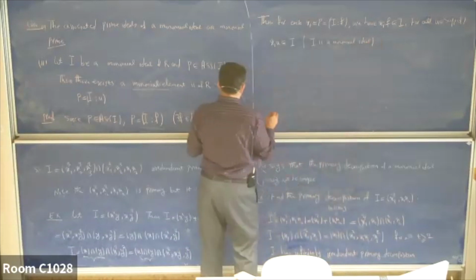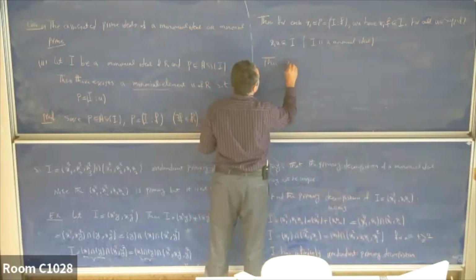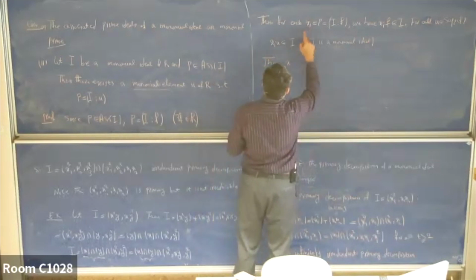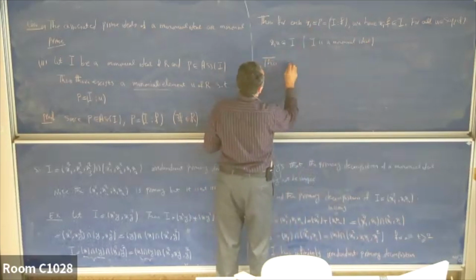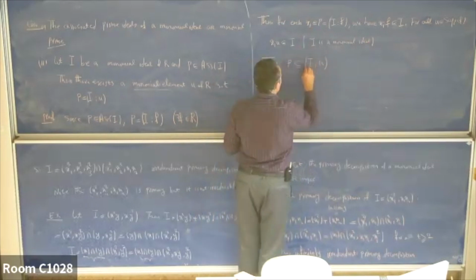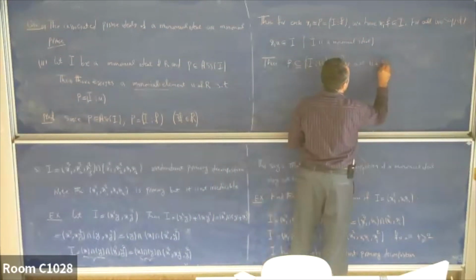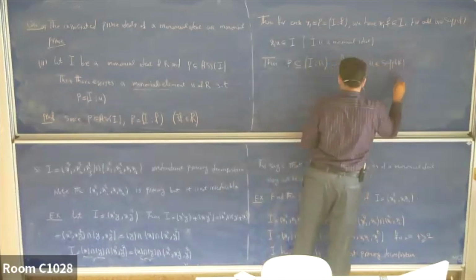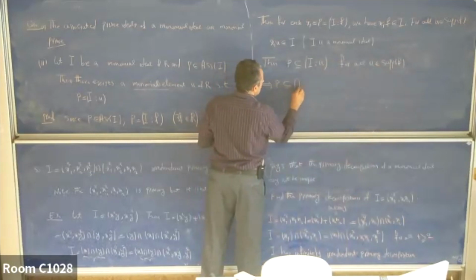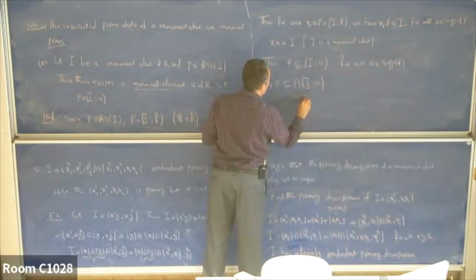Then for each xi, P contains I : u for all u in the support of F. So then P contains I : u, which belongs to the support of F.